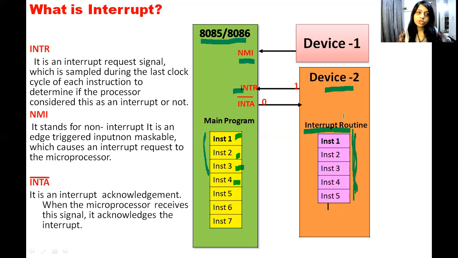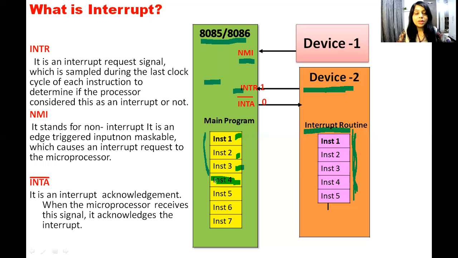So in this situation, this device will take help from the processor. It will send an interrupt request on the INTR pin to the processor, so it will transfer logic 1 on the INTR pin. When the processor receives logic 1 on this pin, it understands that some device wants my help for execution of a program.